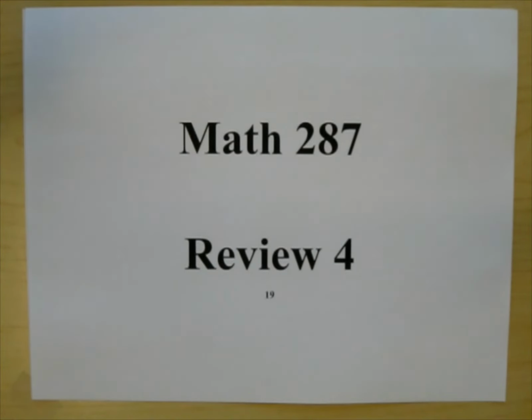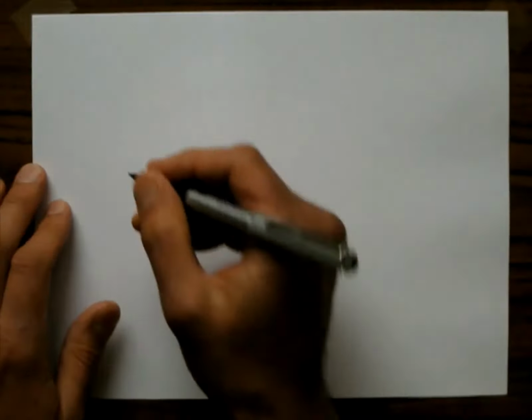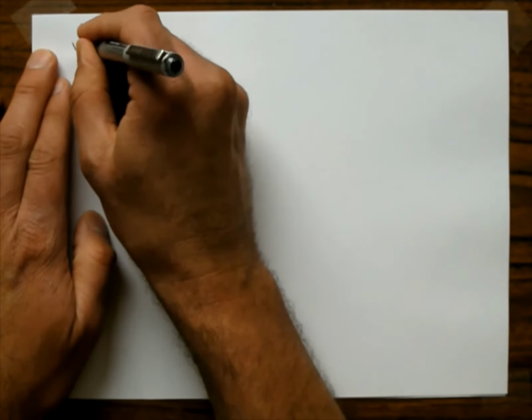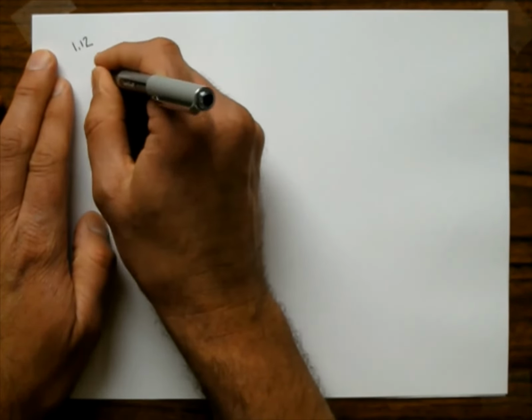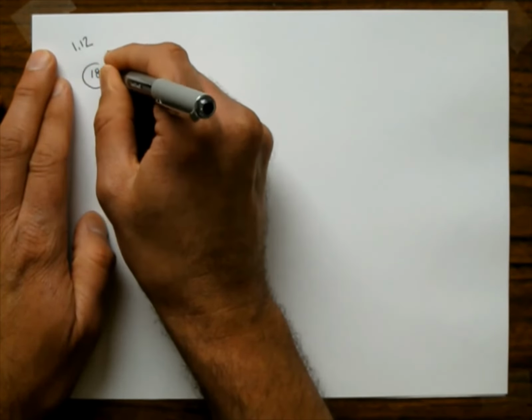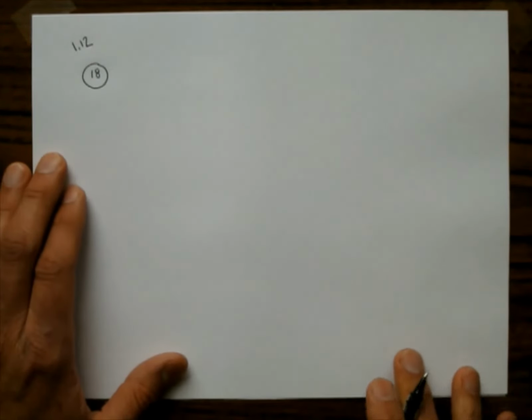Let's go ahead and do review 4. We'll be working out some problems. This is 1.12, the review of your book. Number 18. I'm doing the evens because you don't have the answers to those. Well, you shouldn't, or I don't know how it works. And the answers to the odds are back there in case you wanted to do the odds.